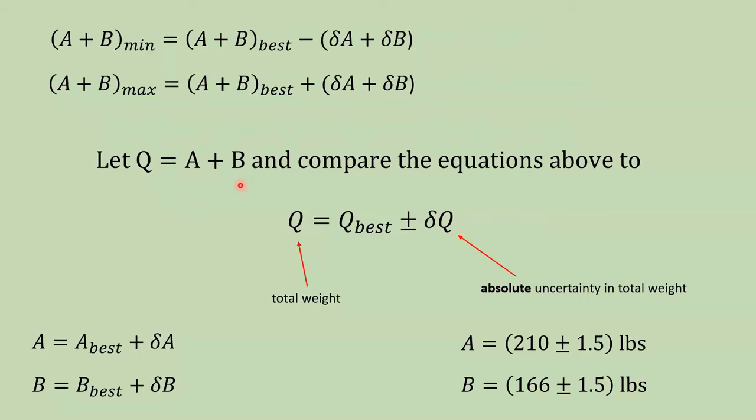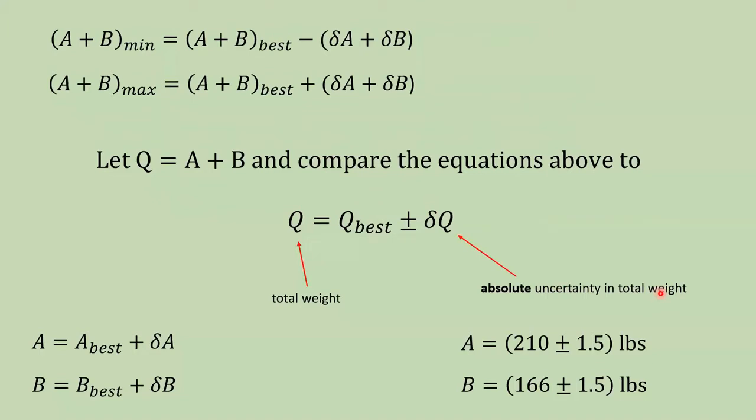But here's what we'd like to do now. Q is the quantity that is calculated. We would like to state our best estimate for that calculated quantity, plus or minus its own absolute uncertainty. So this will be the absolute uncertainty in total weight. So now we get to the somewhat interesting question.